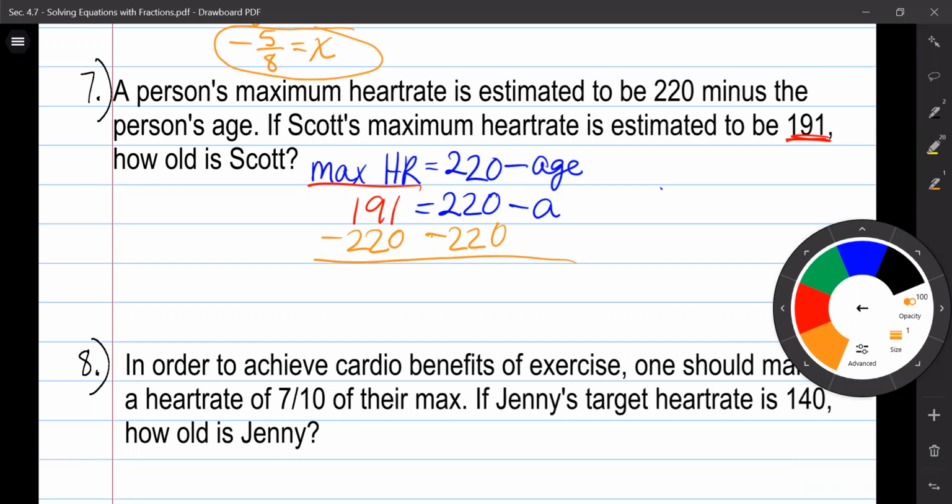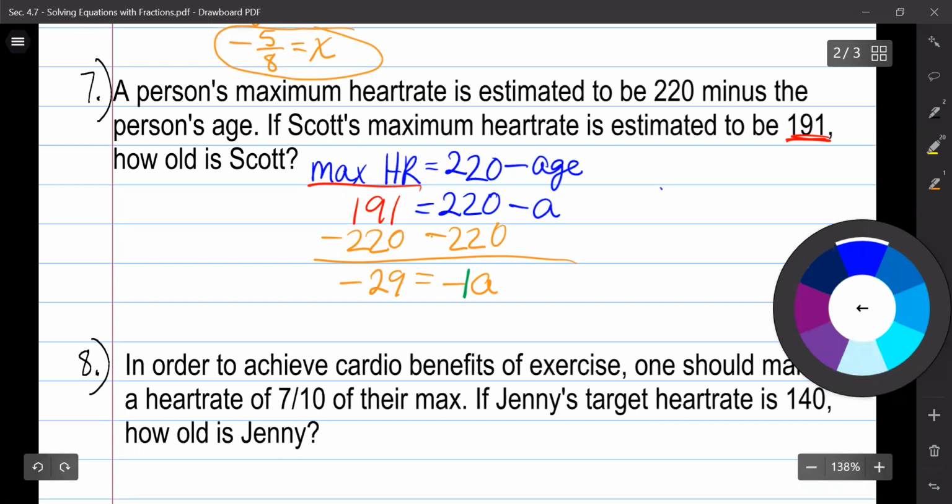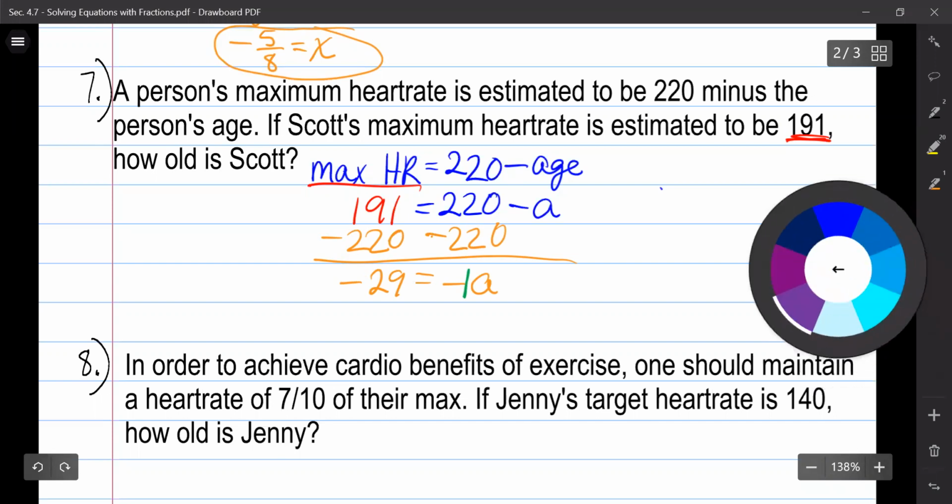All right, and that gives me negative 29 equals negative A, which is the same thing as negative 1A. So then I would divide both sides by negative 1. So negative 29 divided by negative 1 is just positive 29. So his age is 29 years old.